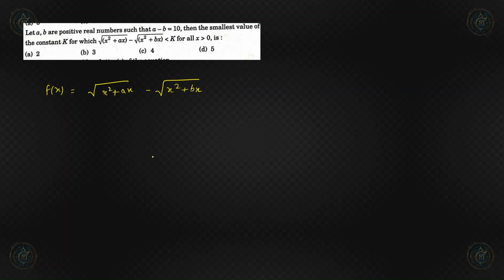Okay, so basically we have to find the maximum value of this function, right? So let us check the derivative of this function, f dash x. The function is defined everywhere, right? For all x greater than 0, this function is defined. The derivative becomes 1 by 2 under root x square plus ax times 2x plus a, minus 1 divided by 2 under root x square plus bx times 2x plus b.